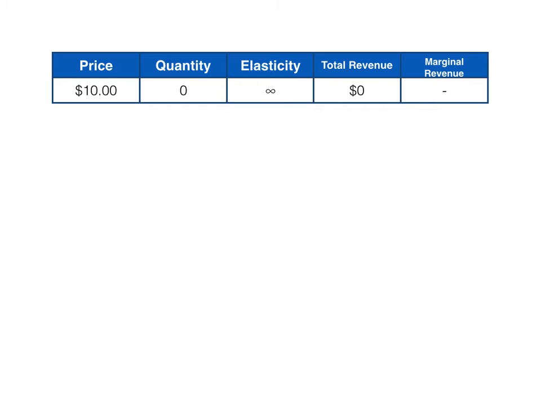So we can take a look at this with our equation again. At a price of 10, quantity is 0, and it's going to be perfectly, infinitely elastic at that point. Any increase in price causes quantity to decrease infinitely.